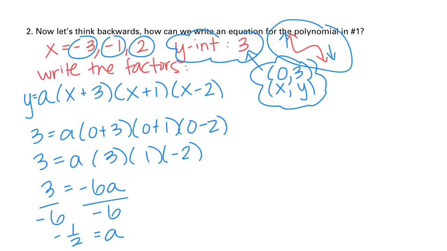If the a value is negative, and our degree is 3, we have 3 factors being multiplied together, then this is what the end behavior would look like. So I'm going to write out, I'm just going to leave it in factored form for this first one. -1/2 is the a value. The factors are x plus 3, x plus 1, x minus 2.